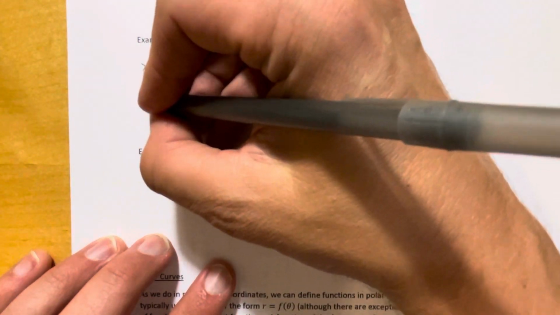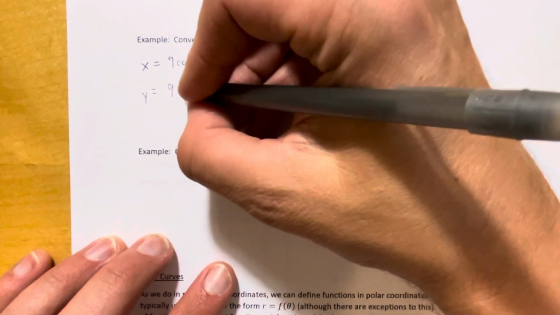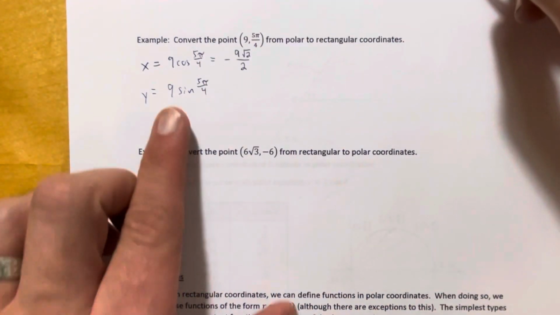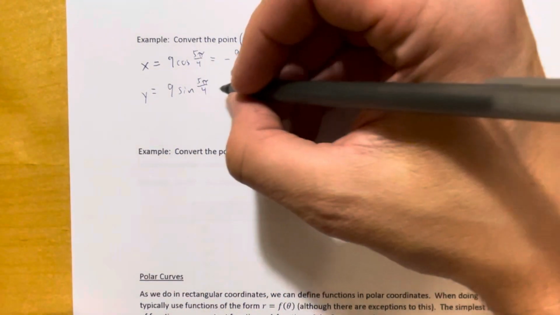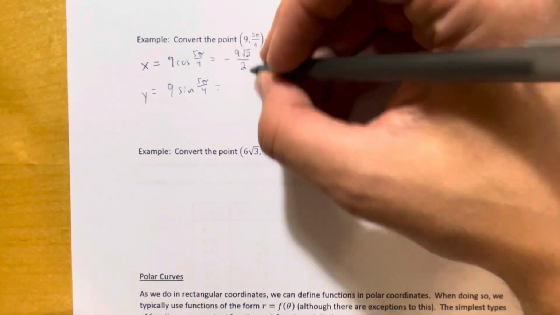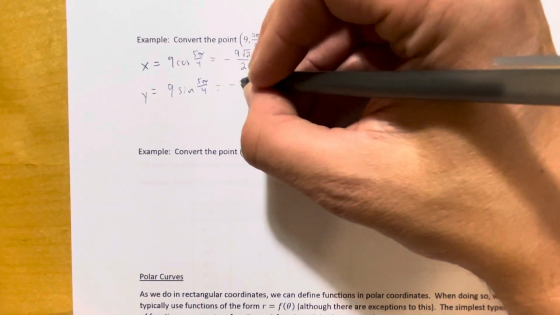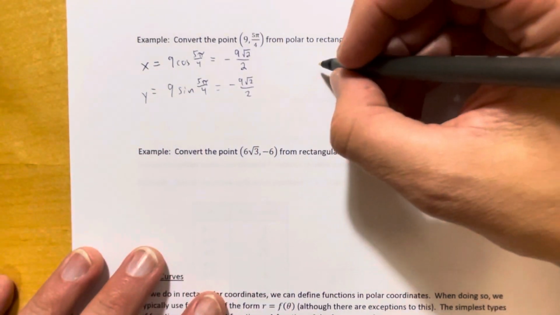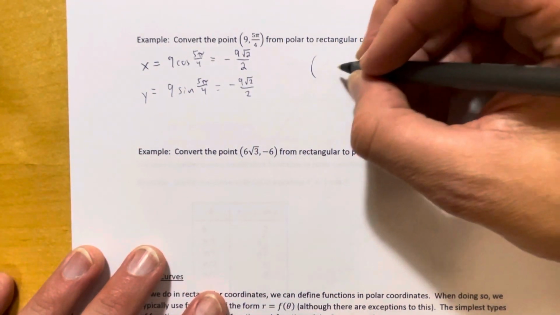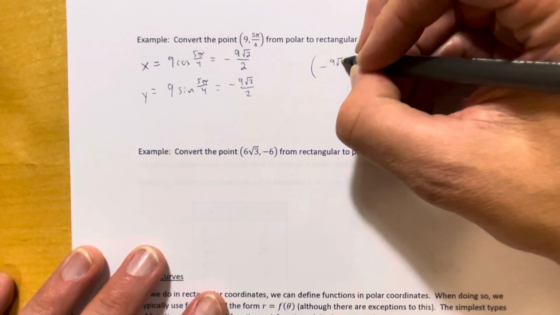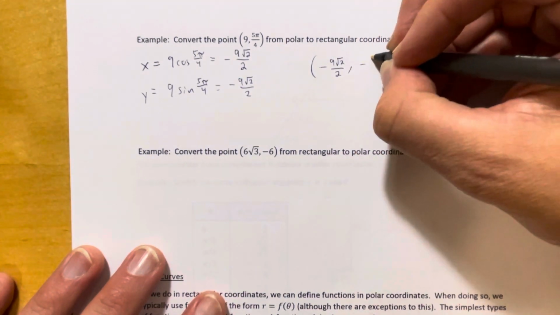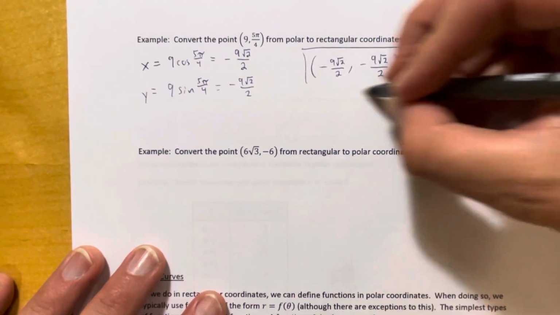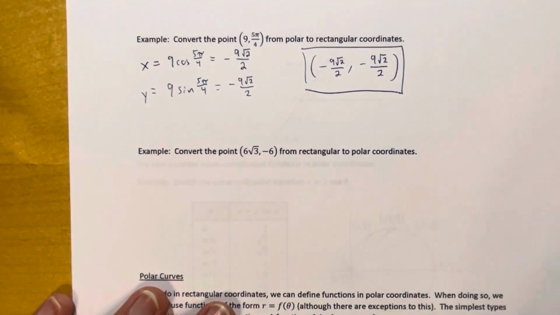Okay? y is equal to 9 sine of 5 pi over 4. Remember, it's r sine of theta. That's where y comes from. Sine of 5 pi over 4 is also equal to the same thing, negative 9 root 2 over 2 after multiplying that 9 with it. So putting those into the ordered pair notation, I have negative 9 root 2 over 2, negative 9 root 2 over 2. That's the coordinates in rectangular for that point, okay?